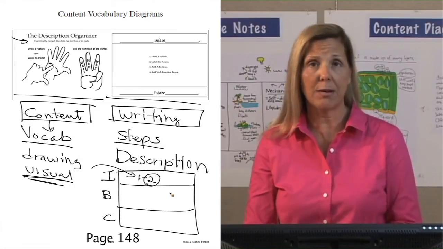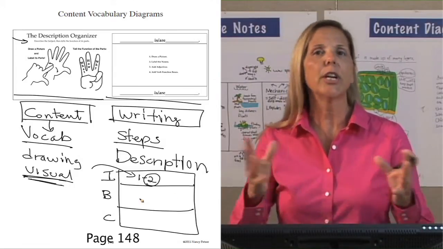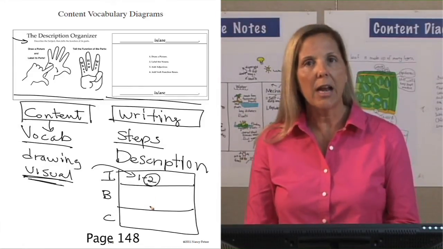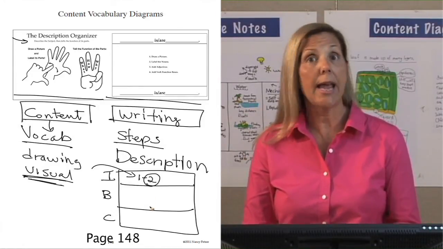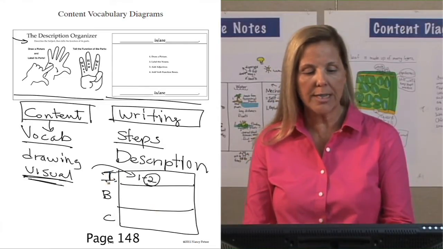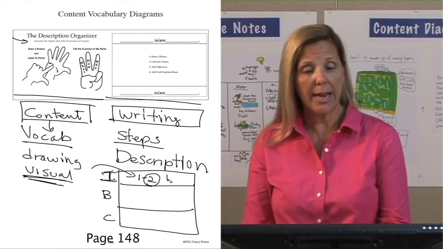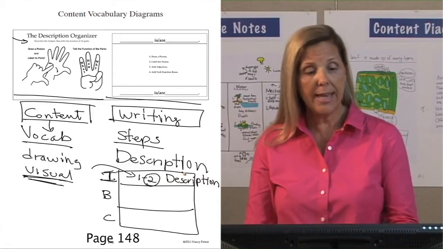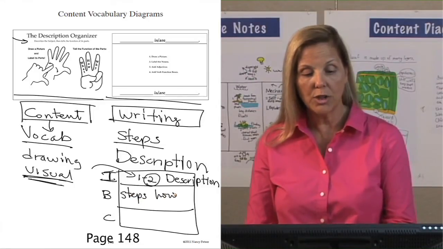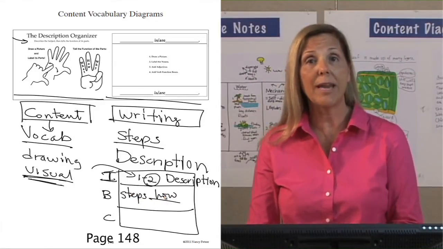So let me give you an example. Let's look at something very common, and that is how to use a coffee maker. Let's say that I was writing to an audience that had no idea what a coffee maker was. Well, in my introduction, I would need to have a description of that coffee maker. Then in the body, I would have the steps of how to make coffee from that coffee maker.